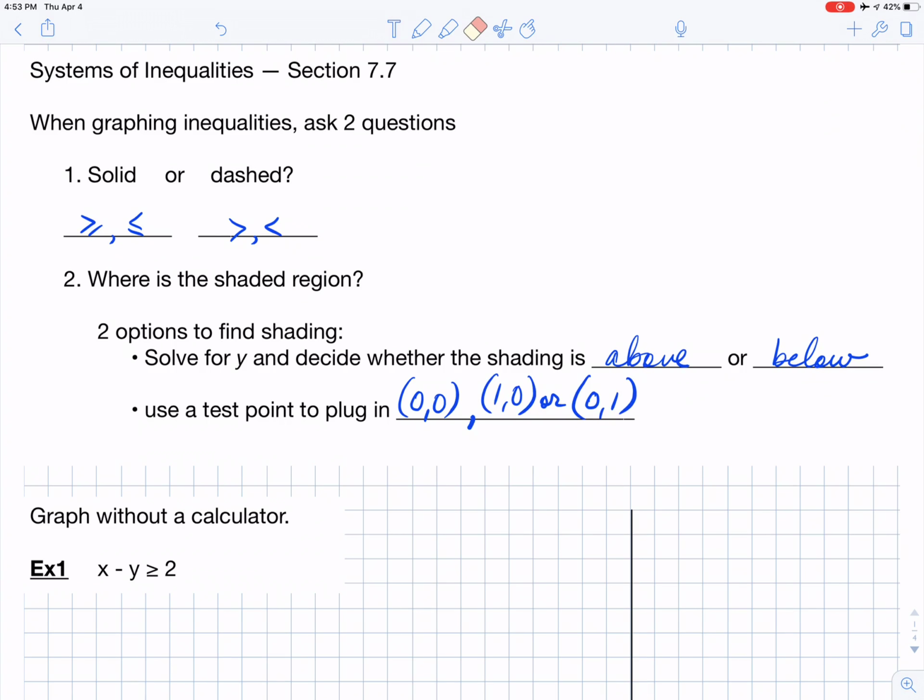In class, we'll talk about what makes a coordinate not available to use as a test point. And we'll talk as well about if y is alone, and about if y is not alone, how do we determine where the shading is?